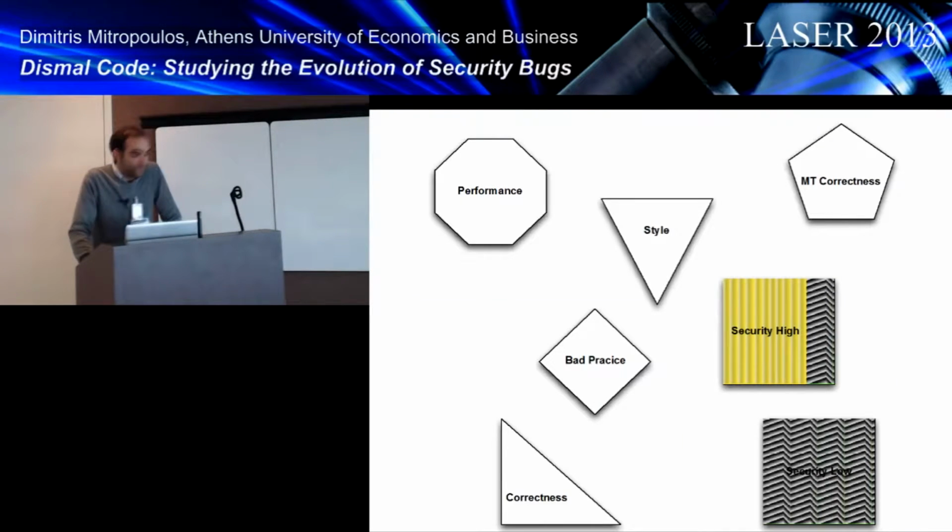As a result, we created a subcategory containing bugs of this kind, which is a subset of the security category, and we call it security high, meaning with high severity. The remaining bugs of the security category are grouped together with the bugs of the malicious code category in another one that we call security low.